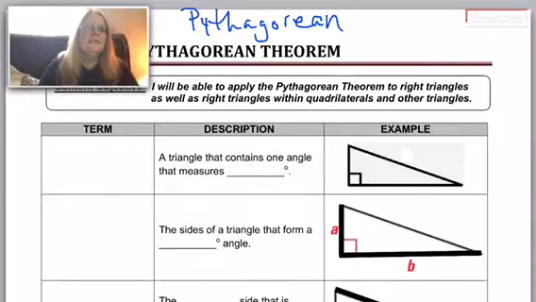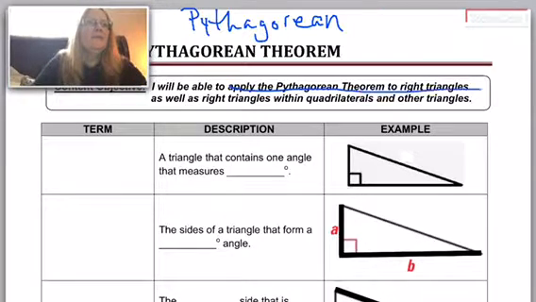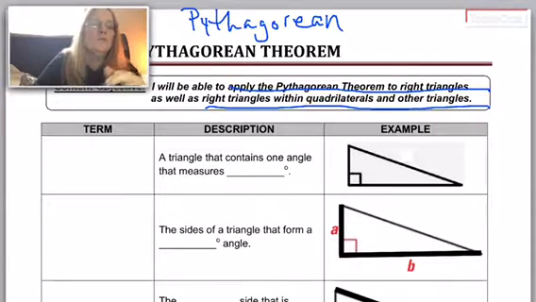The name of this lesson is Pythagorean theorem, and this is probably the most important theorem that we use in geometry because it is so useful and you use it so often. And so we want to be able to apply the Pythagorean theorem to right triangles, as well as we will find right triangles within quadrilaterals and other triangles. You'll see right triangles a lot in geometry.